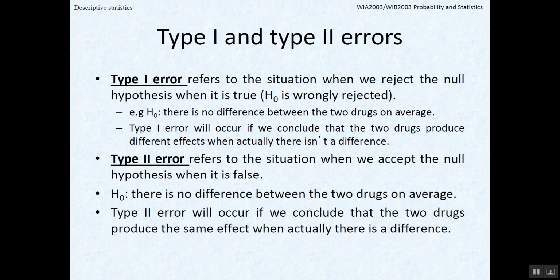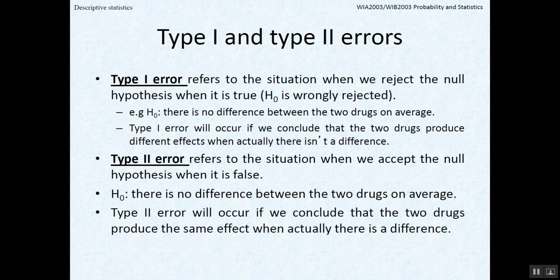That means there is no difference between the two drugs. For example, type 1 error will occur if we conclude that the two drugs produce different effects when actually there is no difference. They are both the same, but because maybe you set the significance level very high, you tend to easily reject the null hypothesis. So that is what happens, type 1 error, right? These are all human errors, because you don't know. That is why you have to be very careful when you're designing your experiment, right?